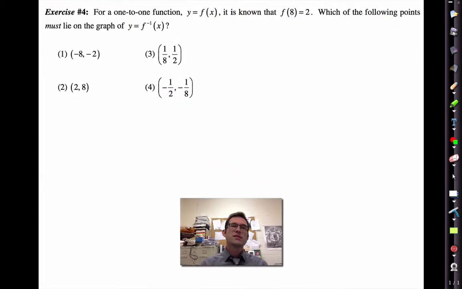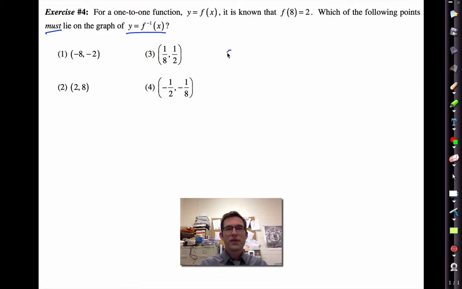All right, exercise number 4. Easy, but very important. For a one-to-one function, y equals f of x, it is known that f of 8 equals 2. Which of the following points must lie on the graph of y equals f inverse? Think about this for a minute. All right, well, think about it.